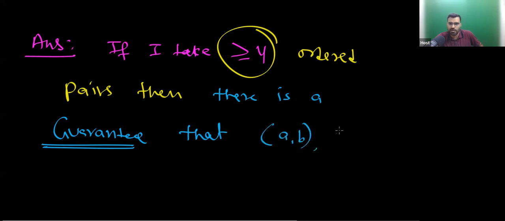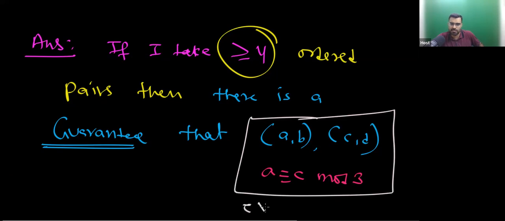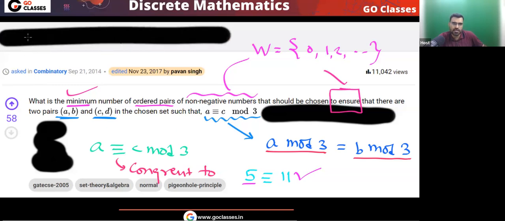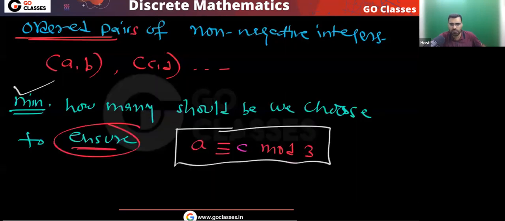We will get this type of couple, (A, B), (C, D), where A is congruent to C mod 3. We can guarantee that this exists. I hope this point is clear. So in this question, the answer will be what? If this is the only condition, the answer will be 4. Because the question is asking for the minimum, with 4 I can guarantee. With 3, I cannot guarantee. With 2, I cannot guarantee. But with 4, I can guarantee.